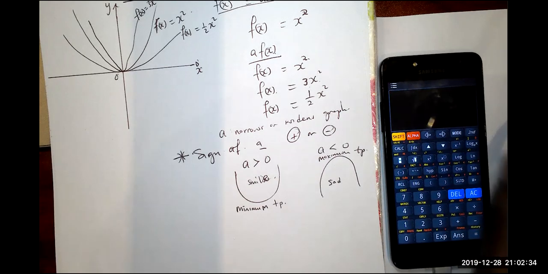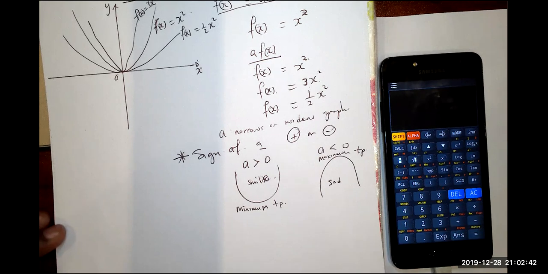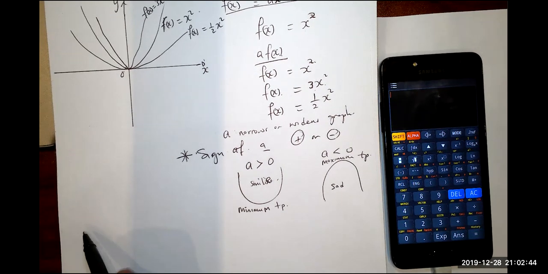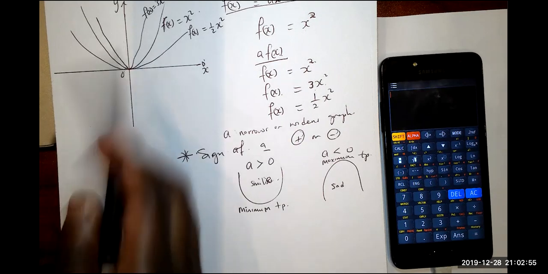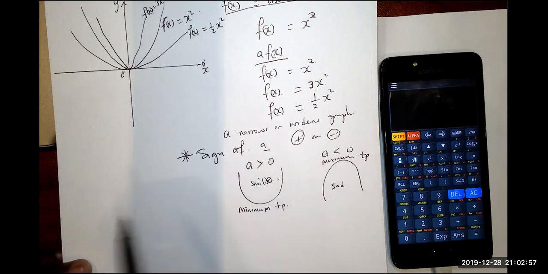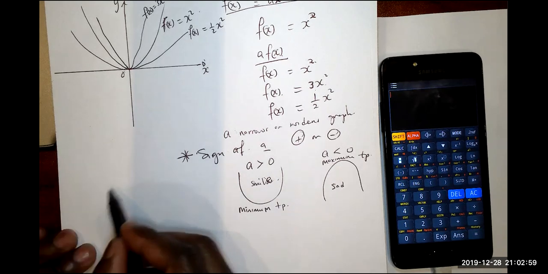So you need to consider the sign whenever you're dealing with quadratic functions, and that will also help you in sketching. Now let's see what's next. Let's talk about the domain, in the case where our A is above 0. Let's give an example here.